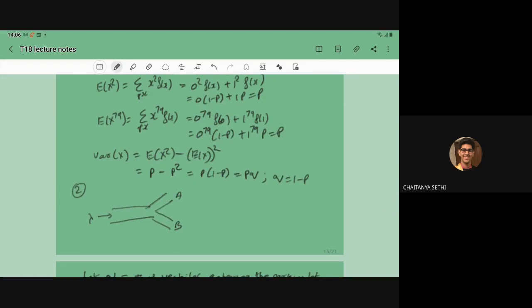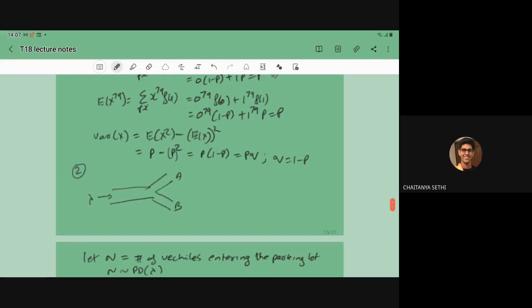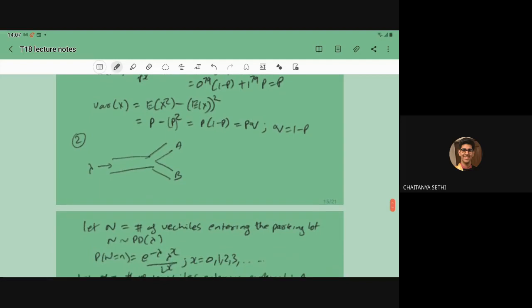Then we have the variance of X. We know the computational formula: E[X^2] minus the square of E[X]. E[X^2] we have just computed as p, and E[X] also as p. So it becomes p minus p square. When we take p common, it becomes p into (1 minus p), which can be written as p into q, where q is the probability of failure. So here we have the result.